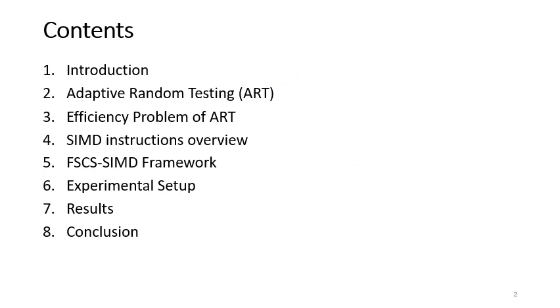I shall first give the overview of software testing, adaptive random testing, especially fixed size candidate set adaptive random testing. Then I shall discuss the efficiency problem of ART. To solve this problem, I shall describe our key observation, which can be taken as the motivation of this paper. After this, I shall give an overview of SIMD instructions. Then the main framework, which is called FSCS-SIMD, will be introduced. In the end, we shall discuss the results and then we shall conclude the presentation.